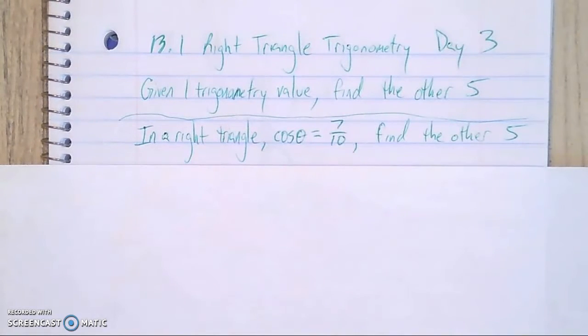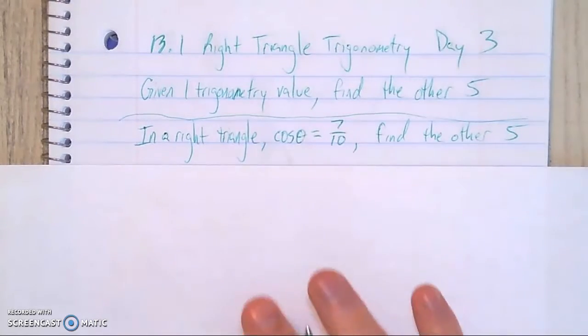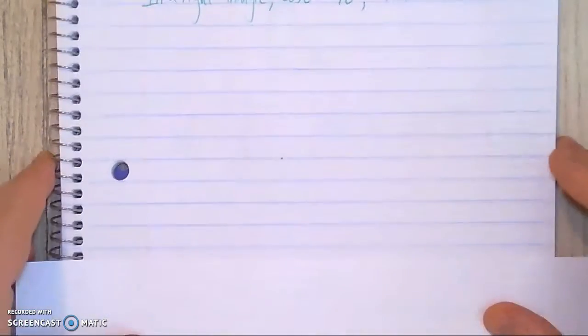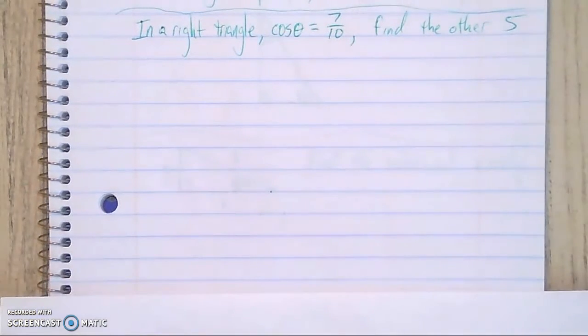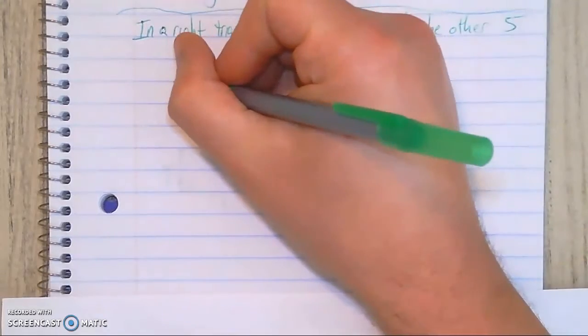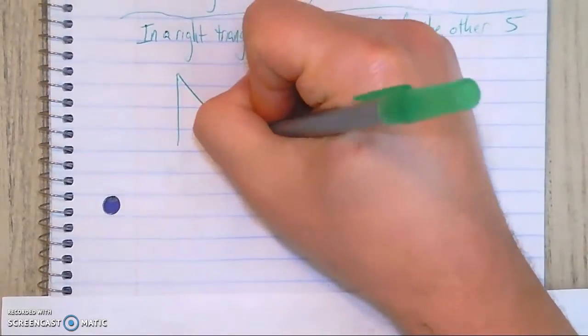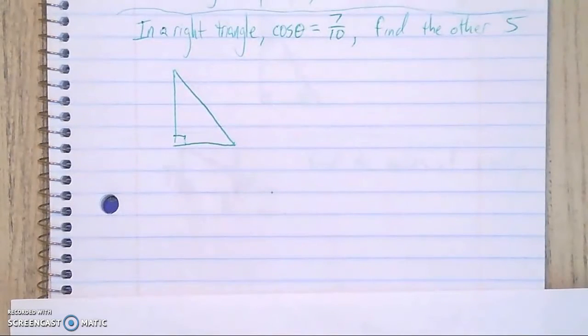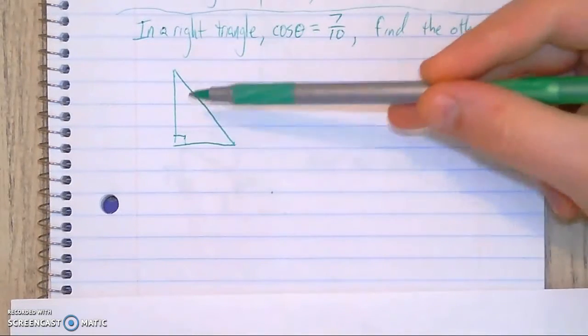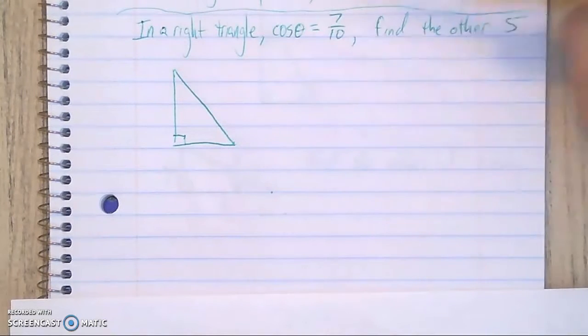In a right triangle, the cosine of theta is 7/10. Now find the other 5 trig functions. And ultimately, what we need then is a bunch of blank space, and it's going to help if we draw our own diagram. Now what I'm going to start with here is drawing a right triangle, and I'm not really too concerned with how big the sides and angles are. It doesn't really matter which side is bigger or smaller, which angle is bigger or smaller.